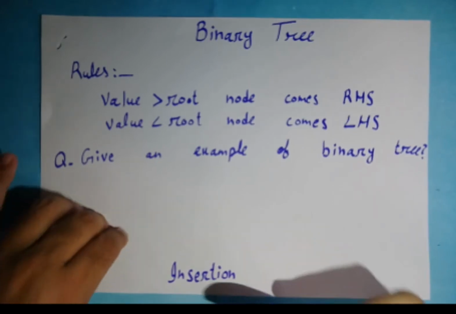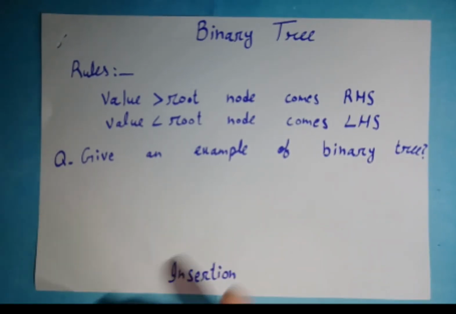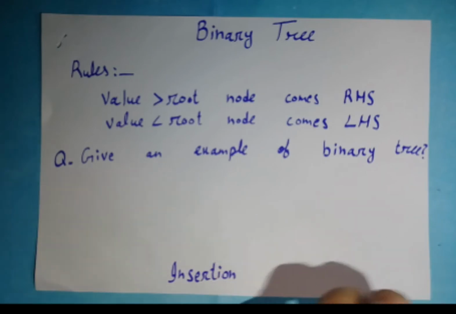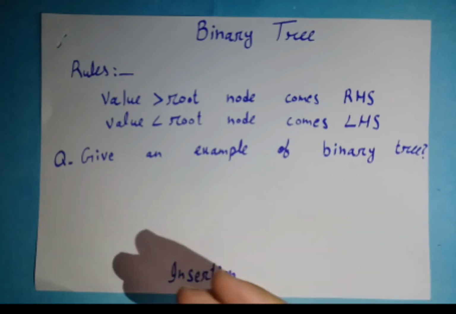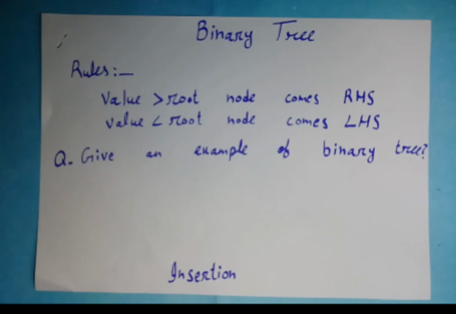For example, if the value of the root node is 3, and the value 4 comes up, it's going to go on the right side of the root node. And if the value 2 comes, which is less than the value of the root node, which is 3, it's going to go on the left side of the root node.